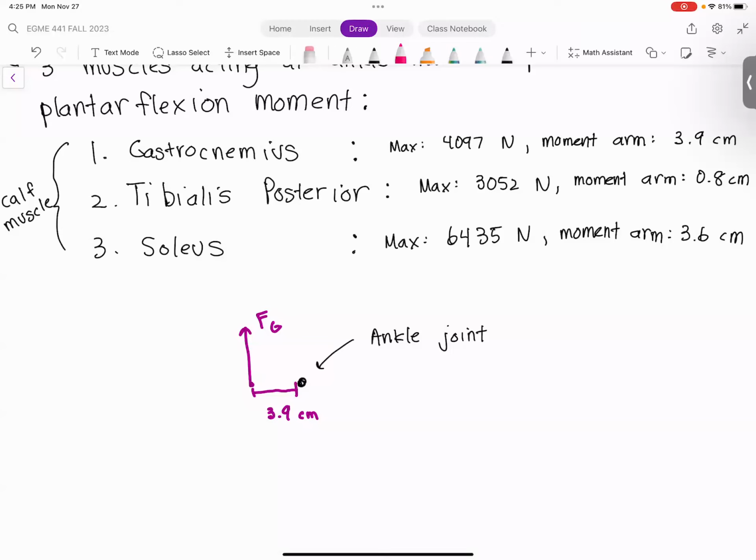Next, let's draw the tibialis posterior. Let's say the tibialis posterior is something like this. I'll call this FT. I'm exaggerating the positions a little bit just to make it easier to see. In reality, these are going to overlap a lot more. So FT is something like this, and its moment arm, the perpendicular distance between the FT vector and the ankle joint, is 0.8 centimeters.